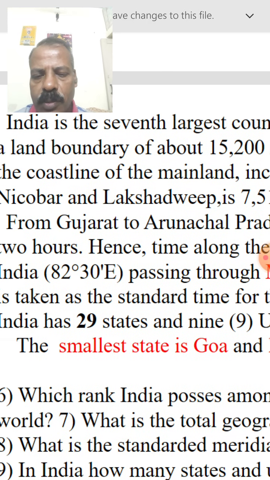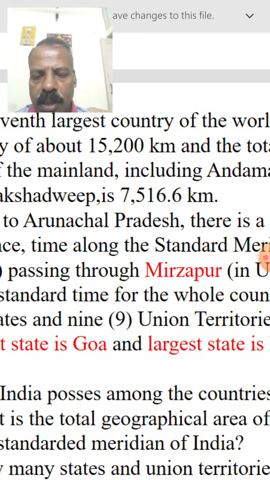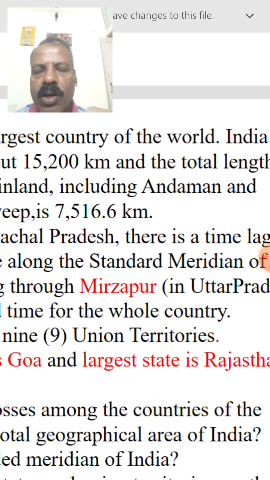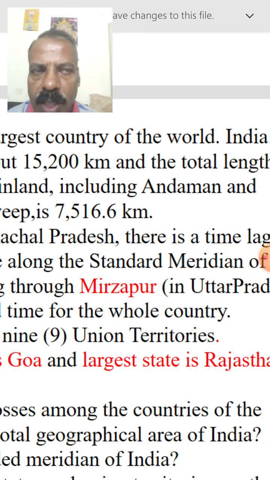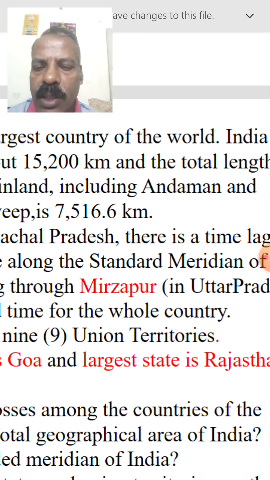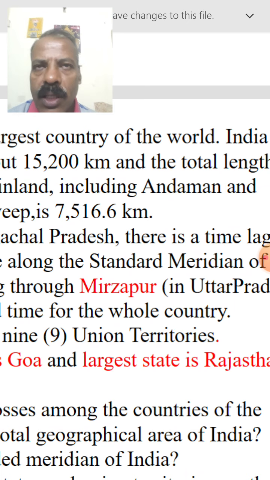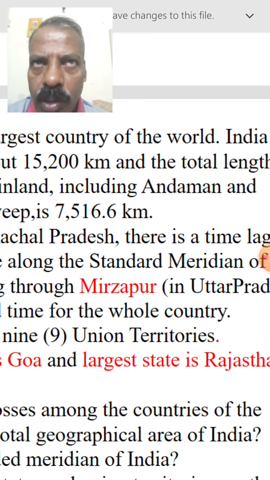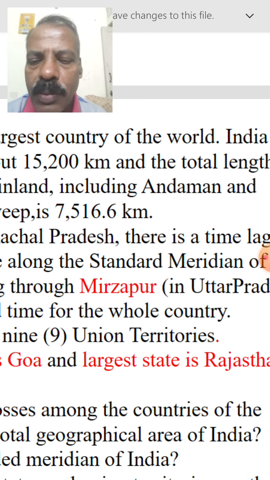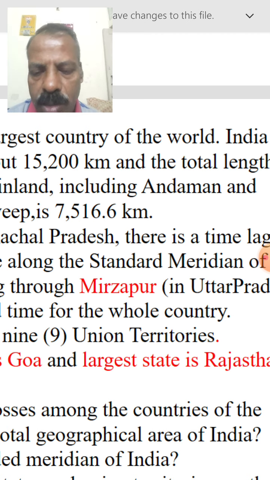From Gujarat to Arunachal Pradesh, there is a time lag of 2 hours. So when the time is 10 a.m. in Gujarat, what will be the time in Arunachal Pradesh? 2 hours later, it will be 12 noon. So all the people may get confused. In order to avoid the confusion, we need a standard meridian.